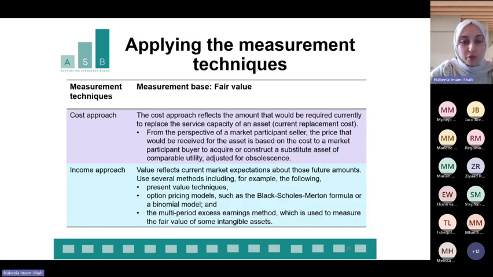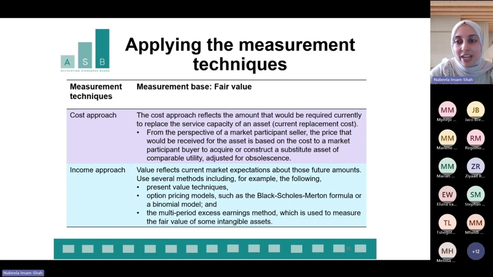How is the cost approach used for fair value measurement? The cost approach reflects the amount that would be required currently to replace the service capacity of an asset. It is the current replacement cost. From the perspective of a market participant seller, the price that would be received for the asset is based on the cost to a market participant buyer to acquire or construct a substitute asset of comparable utility, then adjusted for obsolescence.